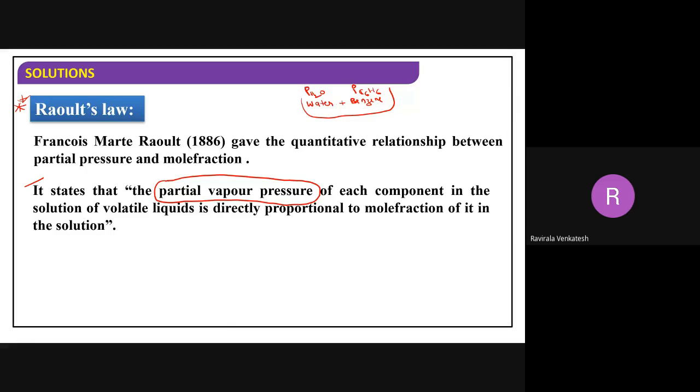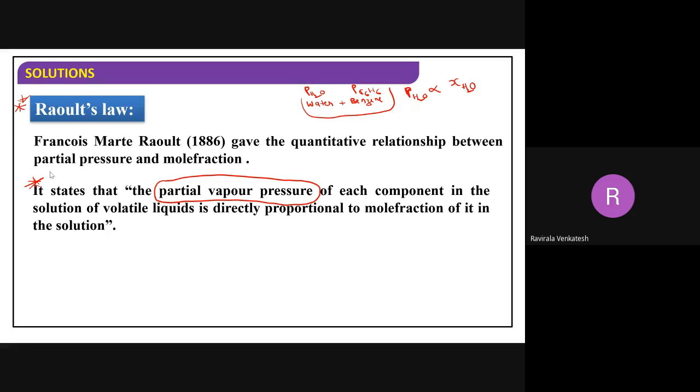These two are volatile liquids, because generally even if you don't heat, they volatilize definitely. But the rate of volatilization in water is less. Now the partial pressure of water is directly proportional to the mole fraction of it in the solution. That means the partial pressure of water is directly proportional to the mole fraction of the water that is present in the solution. I think everyone understood this statement, Raoult's law.